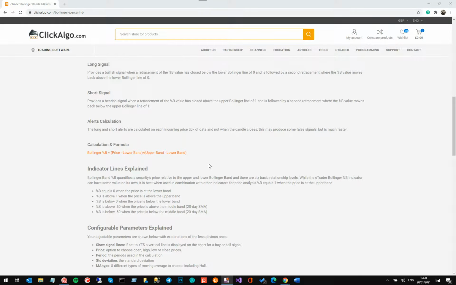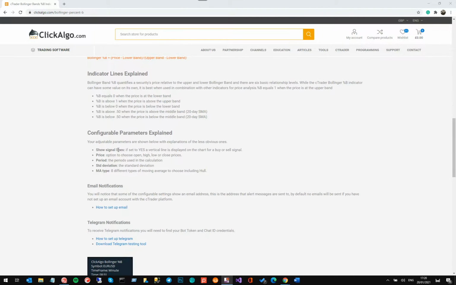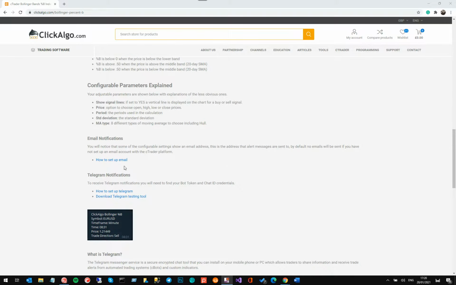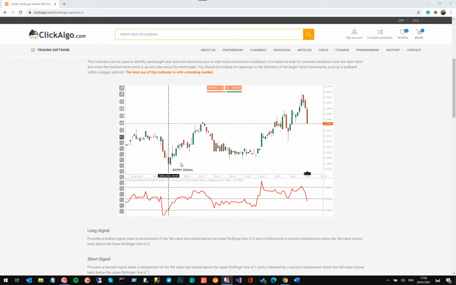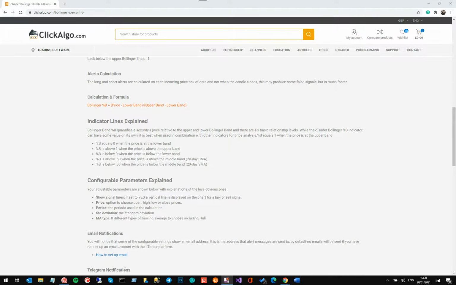Now this product page will actually give you probably a better explanation than I'm trying to do, but it also tells you the configurable parameters. It will also tell you how to set up your email notifications. Now I'm going to go to cTrader and show you the demonstration, but what this indicator does, it will actually send you an email or a Telegram alert when, for example, this indicator would show a signal to enter a buy or sell trade. Now I'll go straight to cTrader and I'll just come back to this afterwards.